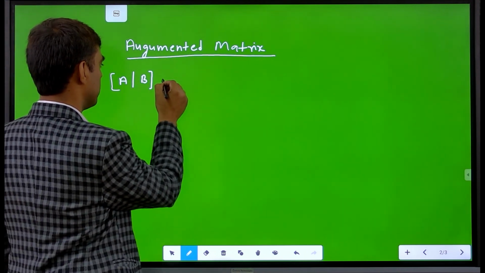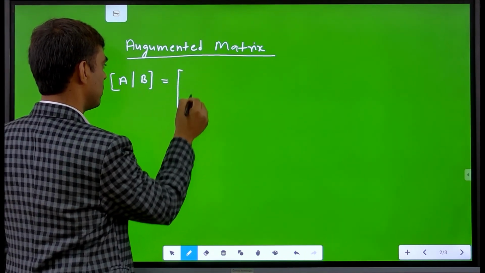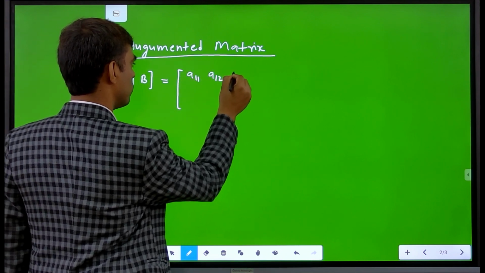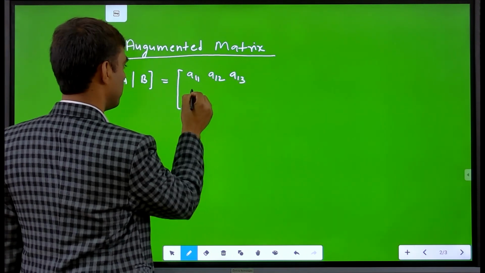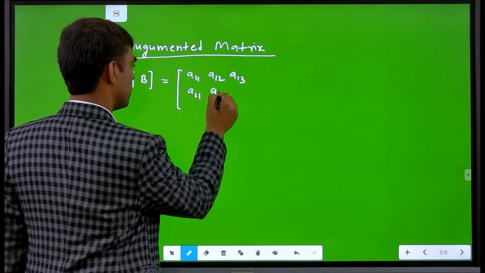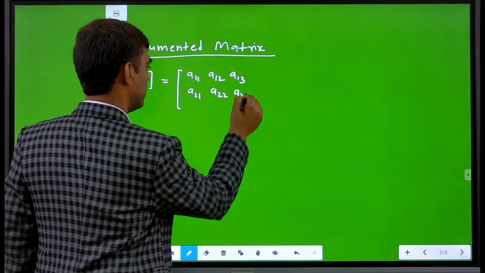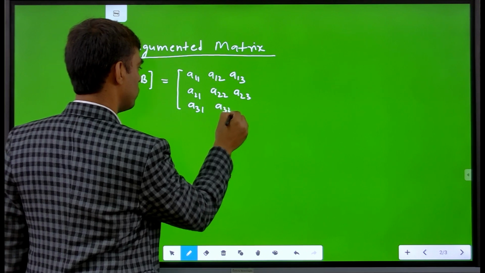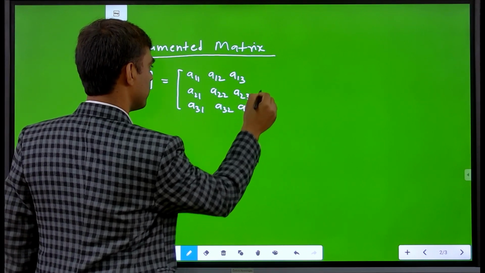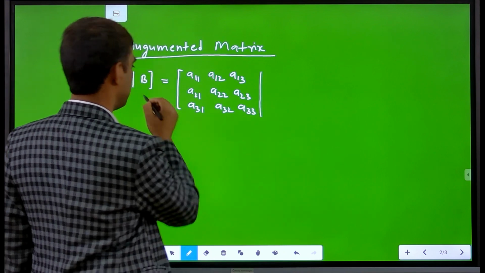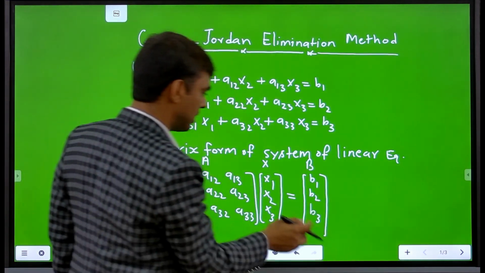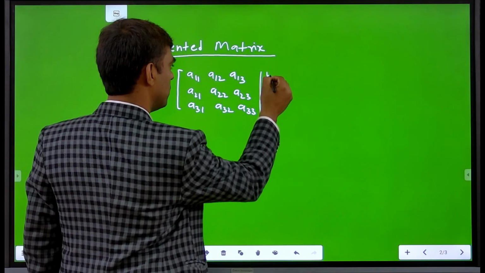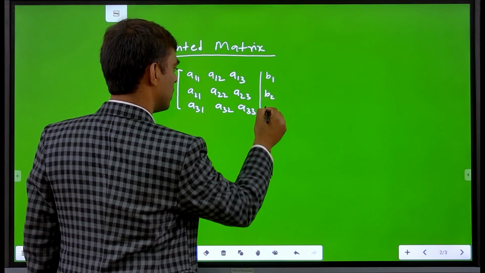So here we write the values. What is A? A is a11, a12, a13, a21, a22, a23, a31, a32, a33, then a partition, then write the matrix B. What is the matrix B? Matrix B is b1, b2 and b3.